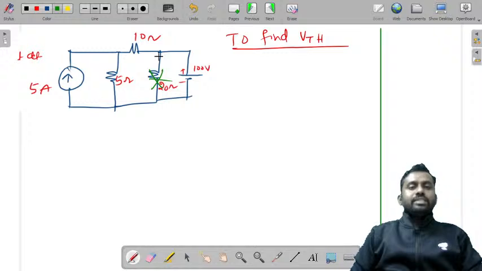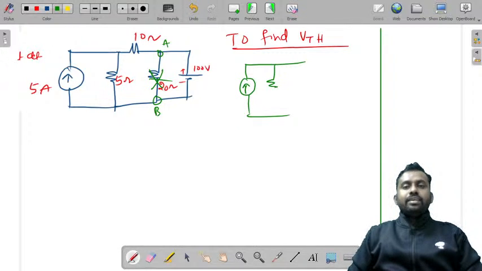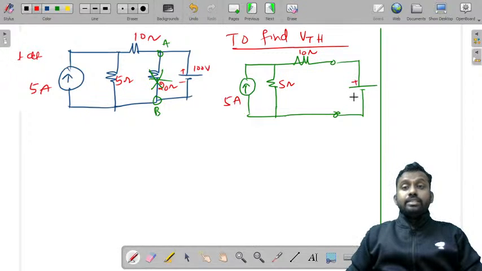So remove this load resistance and mark these terminals as A and B. I'll just redraw it for your convenience. Let us take this as current and this as the resistance given. Here you have one more resistance with terminals A and B, and there is a voltage source. Let's write all the values: 5 amperes, and this is 5 ohms, this is 10 ohms, and this is 100 volts.